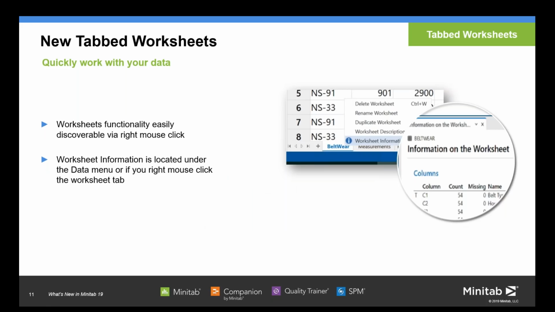So within those tabbed worksheets, there's functionality that's discoverable in that right mouse click. So there's right mouse click on the tab, and there you'll find familiar things like renaming a worksheet or deleting the worksheet. That's also where you'll find your worksheet information, which will give you information about how many columns you have, any missing values, that kind of thing. You can also right mouse click in the worksheet itself to access a lot of that familiar functionality like conditional formatting and things that have been in release 18 and actually some of the 17 versions as well.